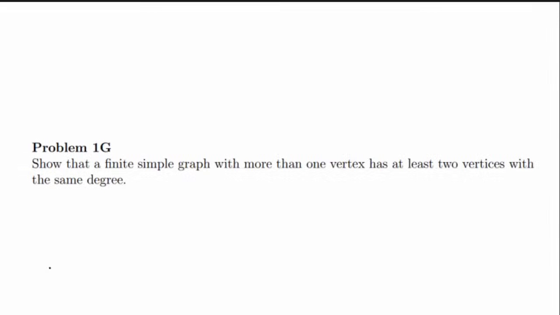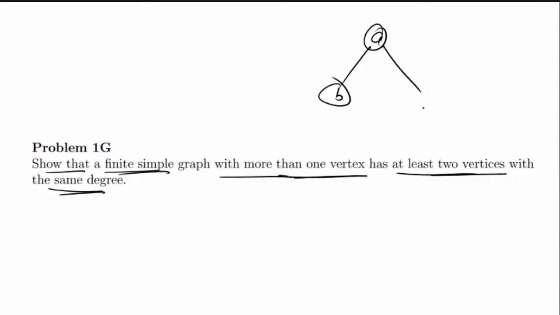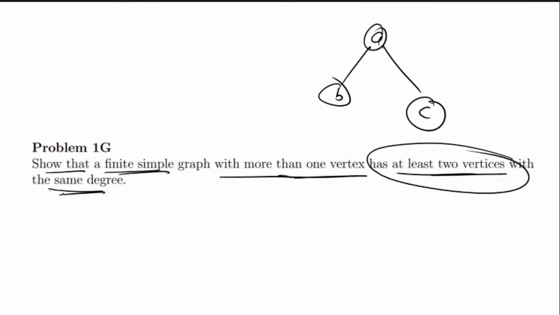Now let's see the next question. It says: show that a finite simple graph with more than one vertex has at least two vertices with the same degree. This is a very nice question, and this is an important theorem also. If you don't know this, then you should know, and we will prove it very easily. But let's understand what it is saying. If you have any simple graph, whatever simple graph you take, you will always see that there will be at least two vertices which have the same degree.